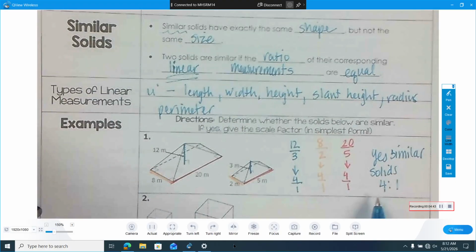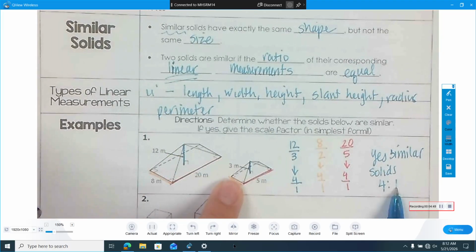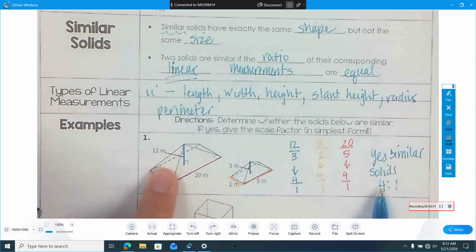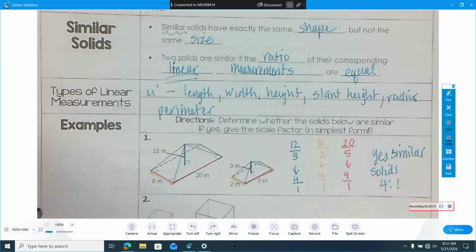You'll notice here, the 4 corresponds with the big figure. It's 4 times bigger than the little guy. The bigger number corresponds with the bigger figure, and the little number corresponds with the littler figure. Does that make sense to you?